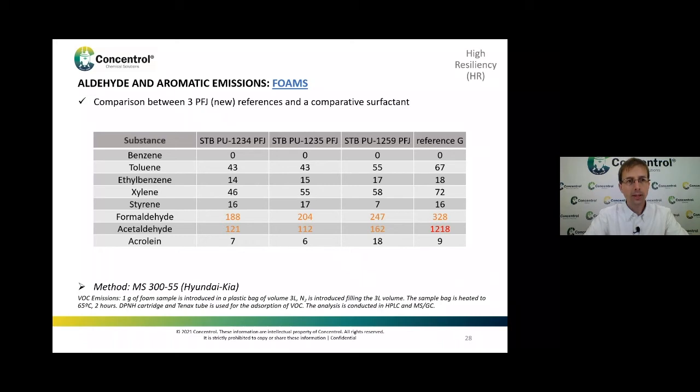And we can see from the table that most of the chemicals do not change when we change the silicone surfactant. So it means that those emissions are not directly related to the silicone surfactants used. But we see that in the case of the acetaldehyde, there is a small increase when we use 1259 PFJ, but in all the cases, the values obtained with the PFJ references are up to 10 times lower than the ones obtained using reference G. So it means that the PFJ references are really able to reduce the emissions on a foam, especially in the acetaldehyde content.